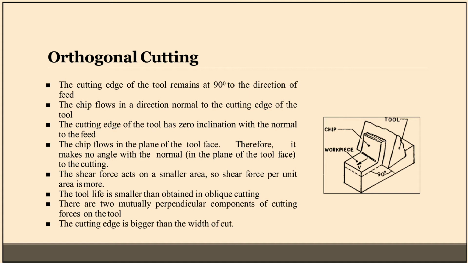The shear force acts on a smaller area, so shear force per unit area is more. The tool life is smaller than obtained in oblique cutting. There are two mutually perpendicular components of cutting forces on the tool. The cutting edge is bigger than the width of cut. There is a picture of orthogonal cutting, and mention here chip, tool and workpiece.